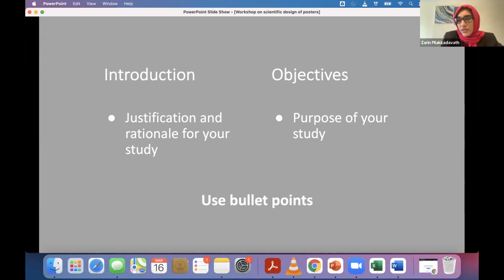And the objectives, here comes the purpose of your study. You can state the primary objectives and, if any, secondary objectives you have. The main thing I want to highlight here is, if you're using sentences, use very limited text, or the best way is to use bullet points, and then you can go on discussing it rather than writing the entire thing on the poster and overcrowding it.